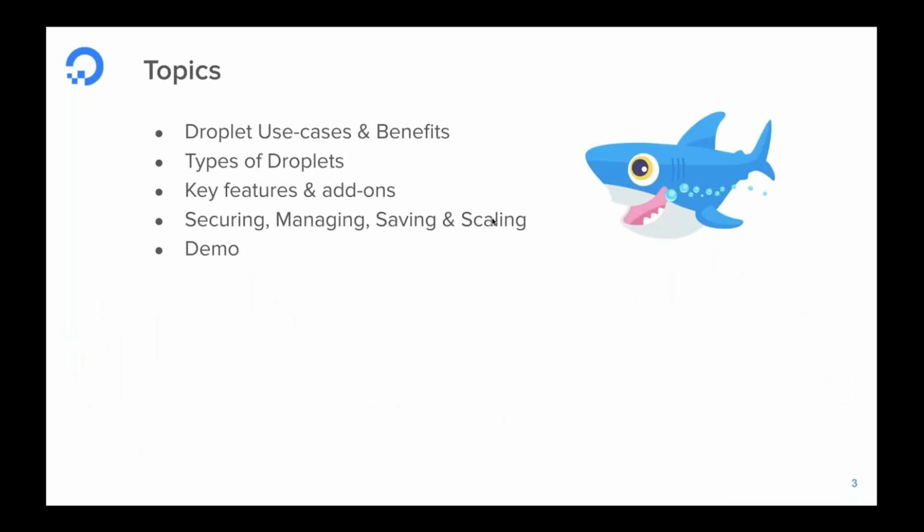So let's get started. Today, we're going to be talking about an overview of Droplets. They've come a long way since they were first released about 7 years ago. We'll talk about what they are, their use cases and benefits, the different types of Droplets available, their key features, and then functionality we provide to make it easier for you to secure, manage, save, and scale your Droplets. We'll have a demo where, time permitting, I'll show the Droplet creation process via the user interface and the command line interface and some of the other features.